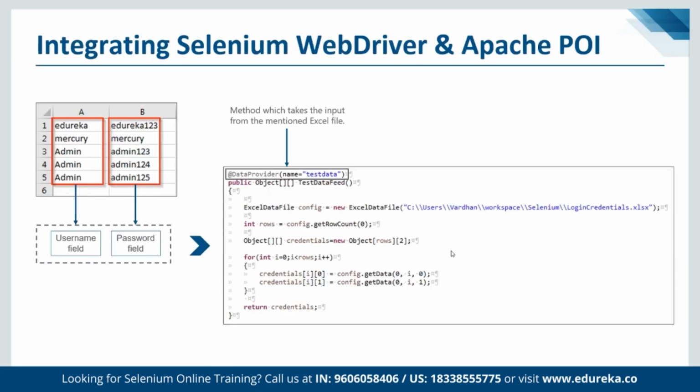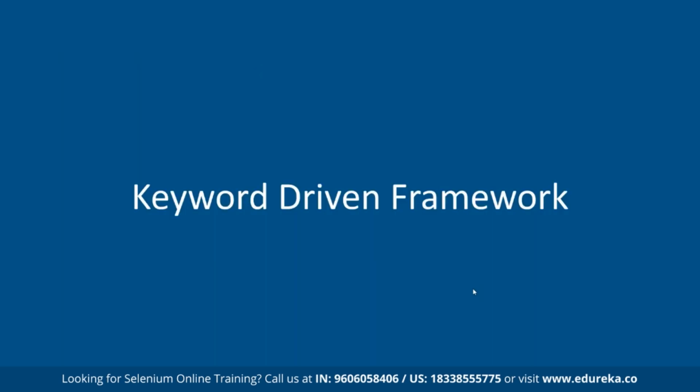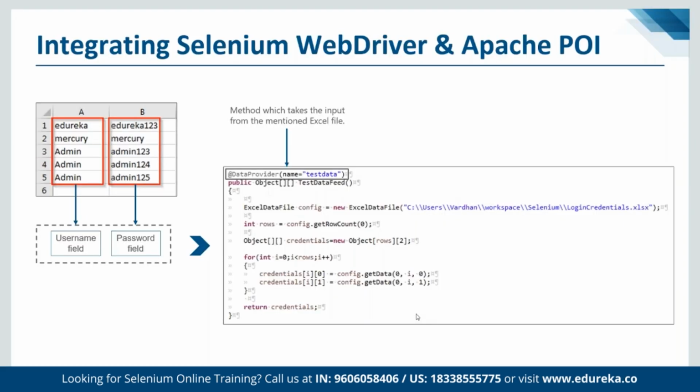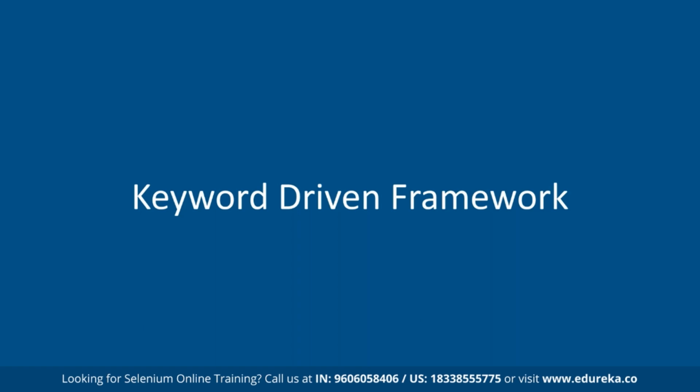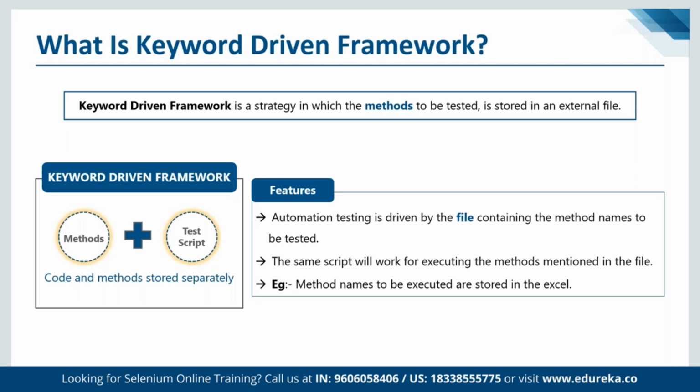So this way you can read and pass on data using Excel. In data driven, you pass the data directly. In keyword driven, you define a keyword to read. So you read the keyword, and based on that you perform the action. A keyword driven framework is a strategy in which the methods to be tested are stored in an Excel file. So you define each method. Open browser would be one method, close browser would be one method, and so on. In a keyword driven framework, automation testing is driven by the file containing the method names to be tested.